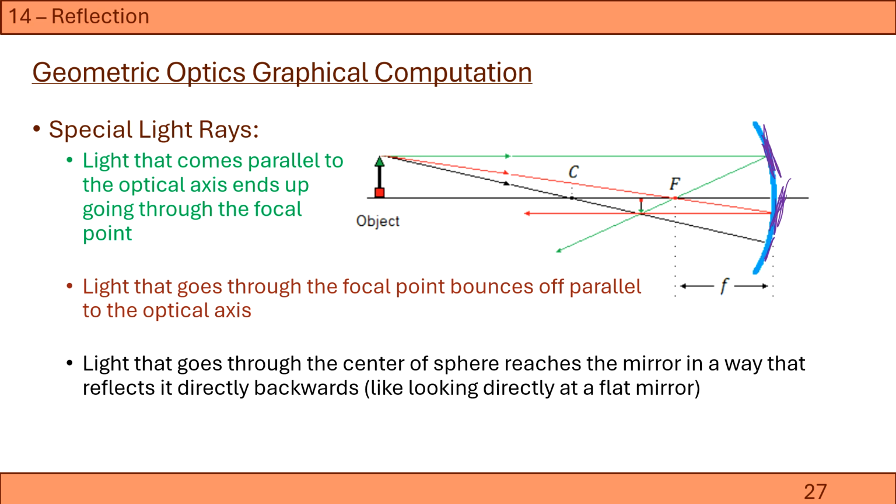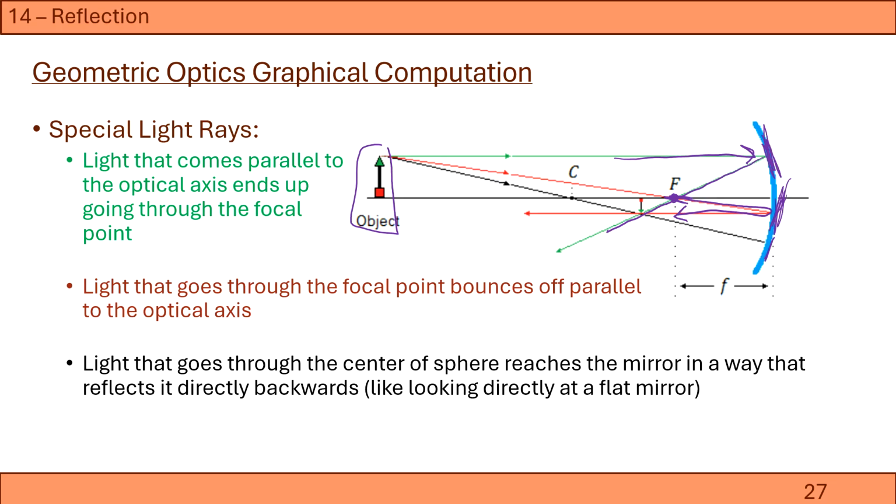Well, if you think of this object, it's emitting infinite light rays in all directions. One of those light rays, the green one, will go through here, and to the mirror, it looks like it's infinitely far away. So the mirror is going to go ahead and send it through the focal point right here where it's supposed to go. Now think of the red line. Light that goes through the focal point bounces off parallel. So this kind of works in reverse too. Any light that comes through the focal point is going to leave parallel to the optical axis after it hits the mirror.